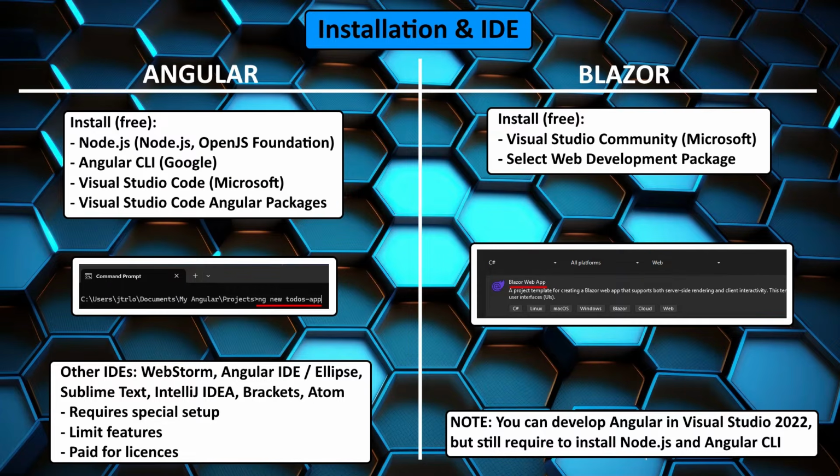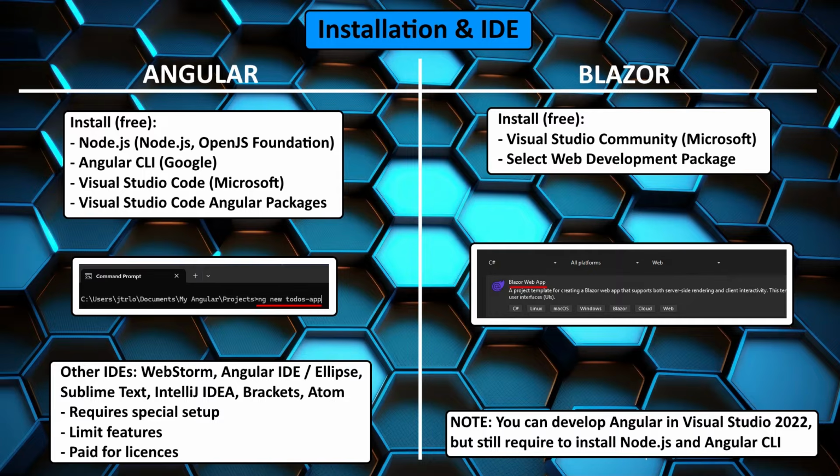We'll start off by comparing the installation process and IDEs. For a fair comparison, we'll only use the free tools available. For Angular, you need to install Node.js, Angular CLI, and a popular IDE like Visual Studio Code. Additionally, you'll need to configure Visual Studio Code with some packages for IntelliSense and formatting of the Angular code. What we notice is that all these items are managed and maintained by different corporations.